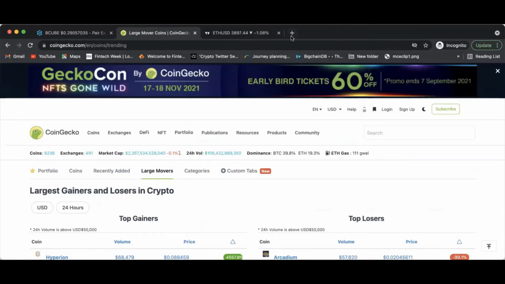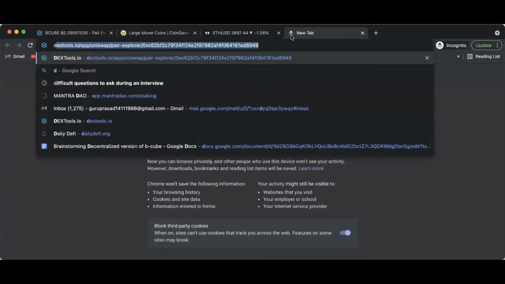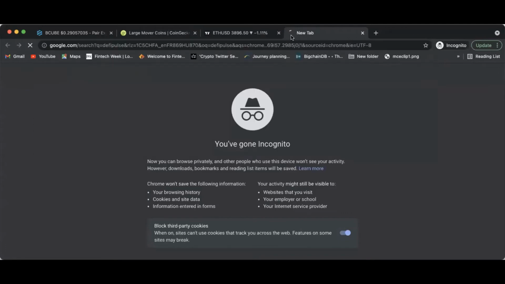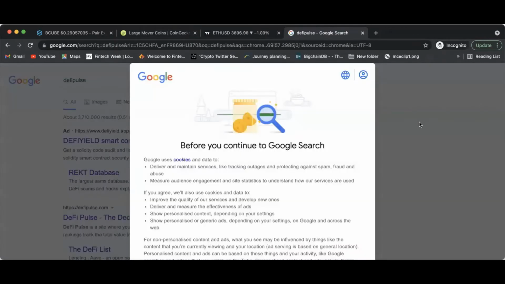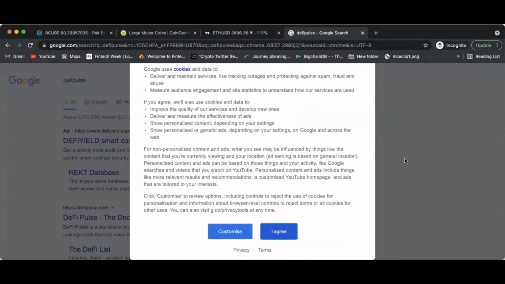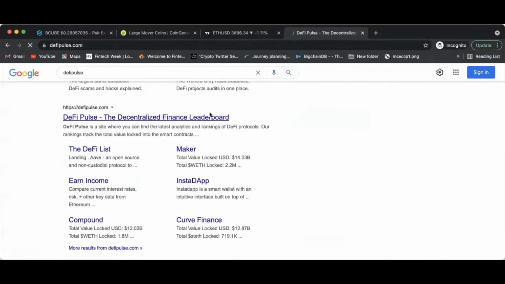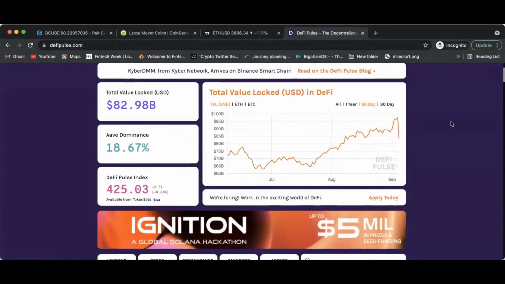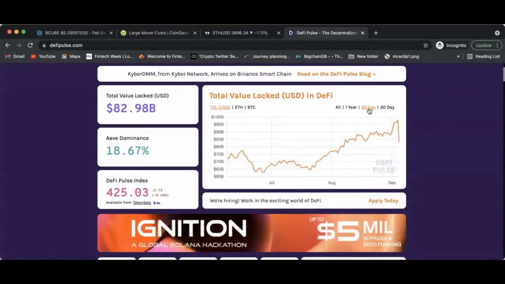Already, if we see this website, DeFi Pulse. If we go to DeFi Pulse, we can see how much money is locked in DeFi as of now, which is $82 billion. We reached here, and then there was a little bit of a crash, but these things keep happening. It's not a big deal.